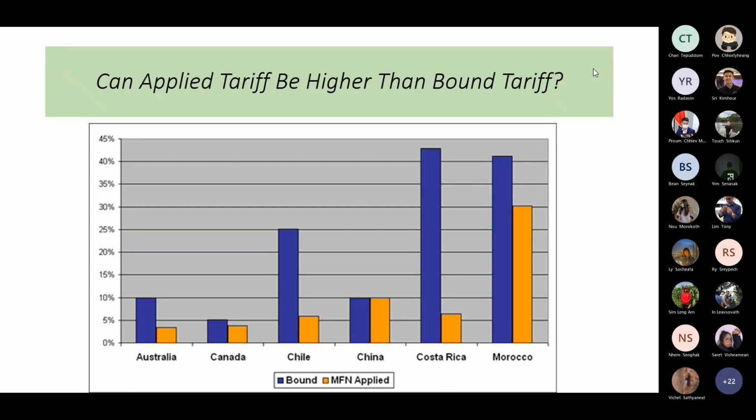Okay, Morocco, the applied tariff is lower than the bound tariff because the bound tariff is more than 41%, while the applied tariff is only 30%. So Morocco has more than 11% of freedom up to the level of the bound tariff rate. So you can see the diagram right here. No applied tariff has been higher than the bound tariff committed by the member: Canada, Australia, Chile, China, Costa Rica, and Morocco.